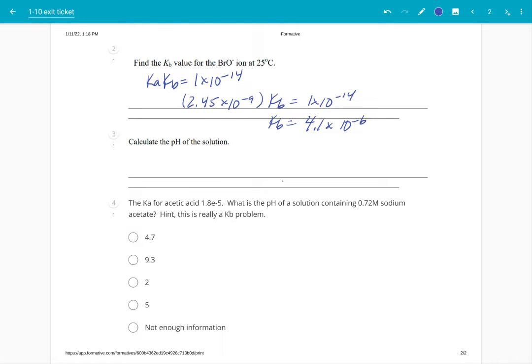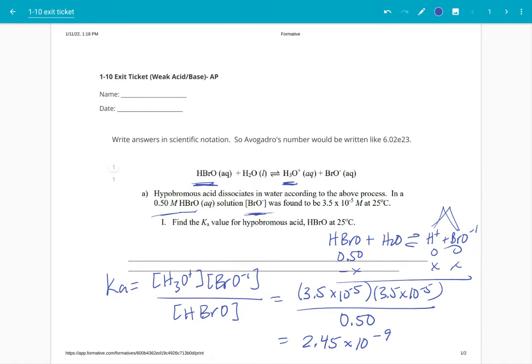Then it says to go ahead and calculate the pH of the solution. And so we have to look back at what those values were. So to do that, we just need to know what our H plus concentration is at the end of all of this. Okay. And so if I solve out my ICE chart, I realize that X is going to be the same thing as H plus. Okay, well, my X actually is the 3.5 times 10 to the negative 5.